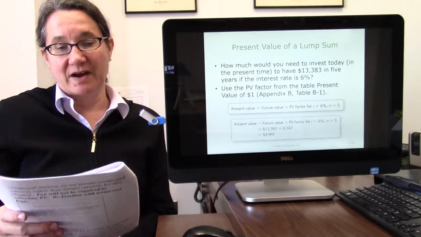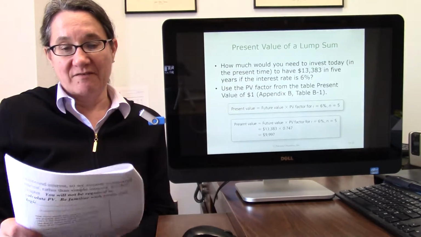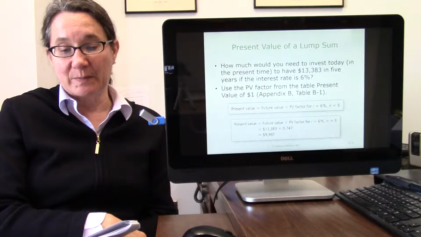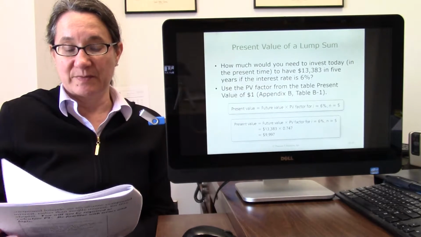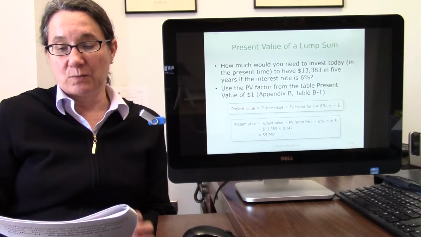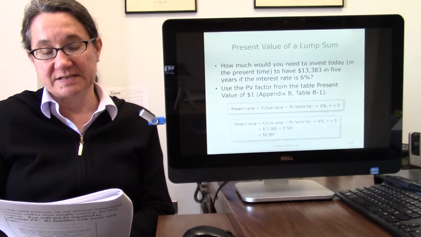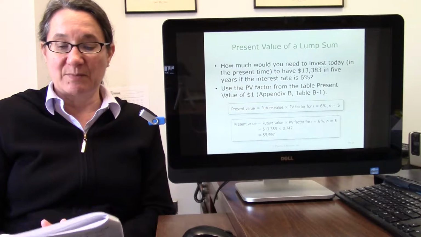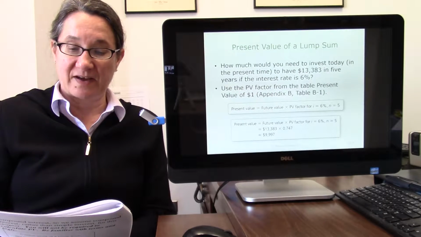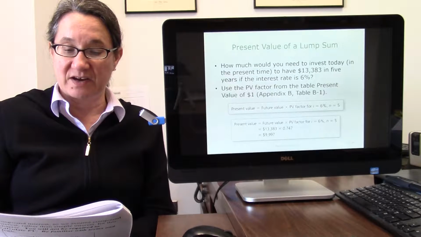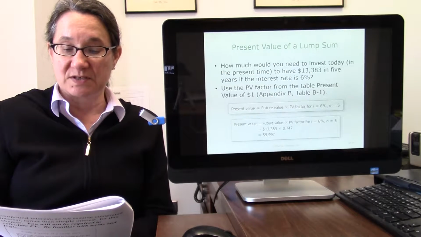To find the present value of an amount other than $1, multiply the present value factor by the future amount. We determine the present value factor from the table labeled present value of $1, Appendix B, Table B1. We use this table for lump sum amounts. We look down the 6% column, across the 5-period row, and find the present value factor is 0.747.